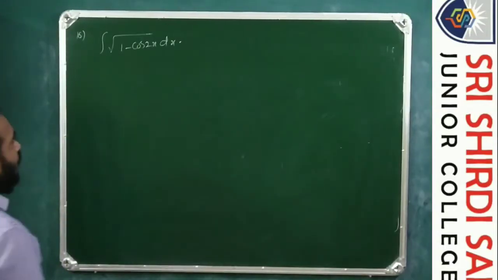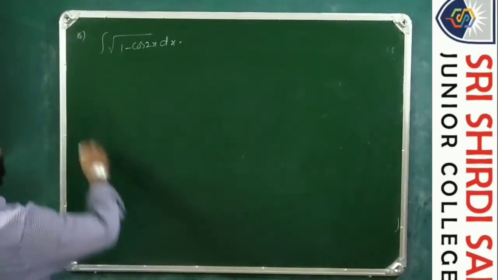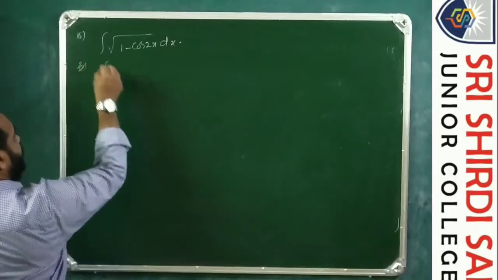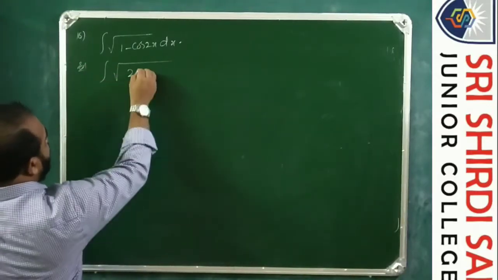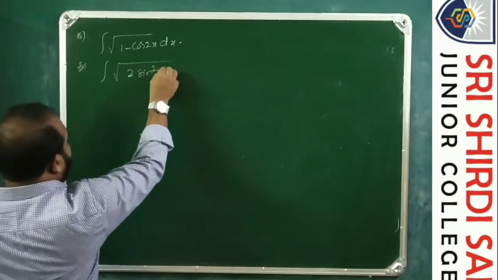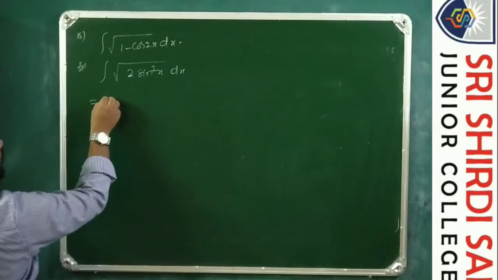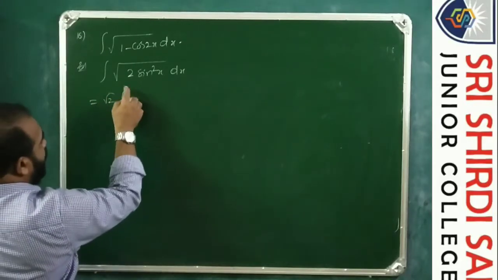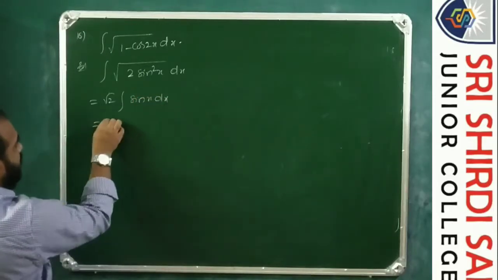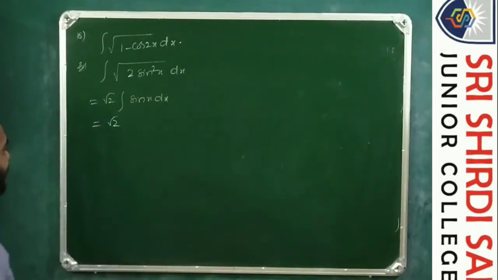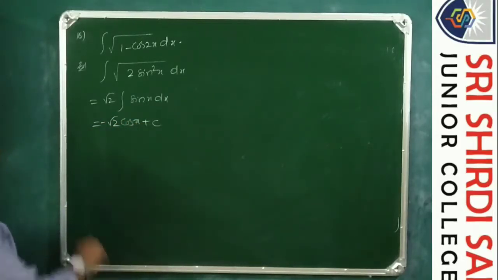Integral under root 1 minus cos 2x dx. So 1 minus cos 2x can be written as 2 sin square x dx. So this is equals to root 2 into root of sin square x, which is sin x dx. So root 2 into integral sin x is minus cos x plus constant of integration c.